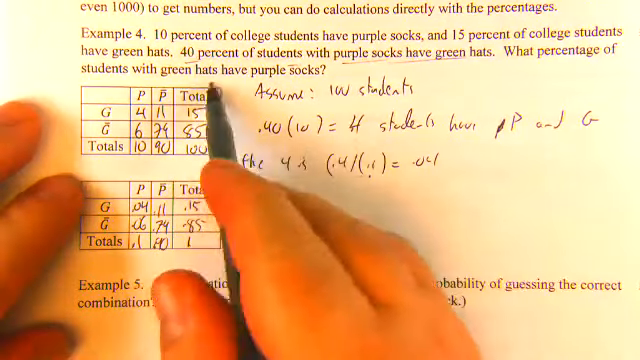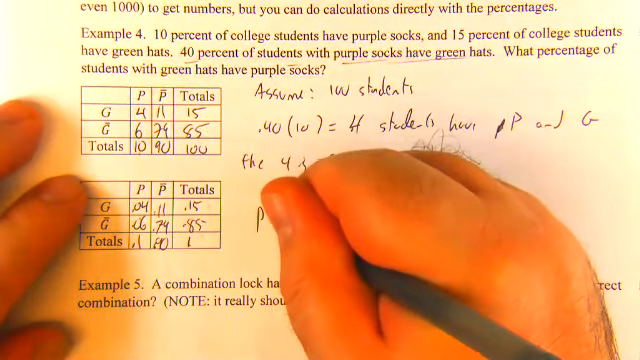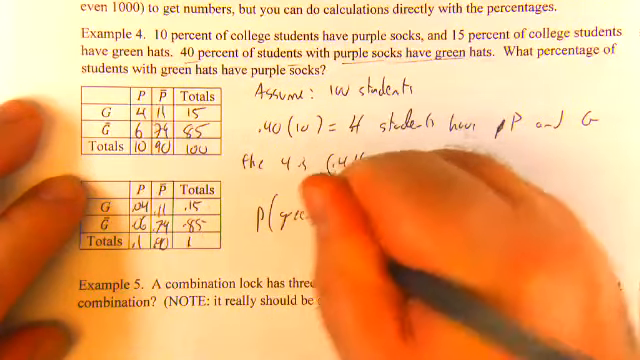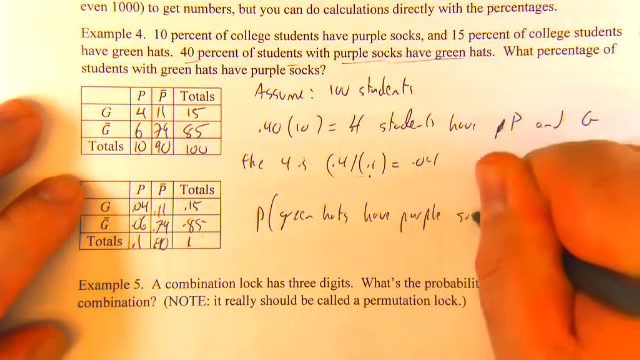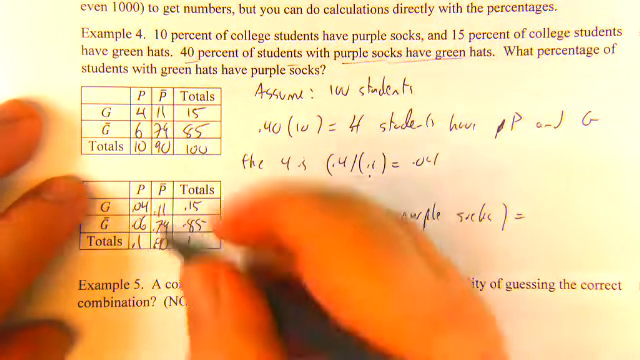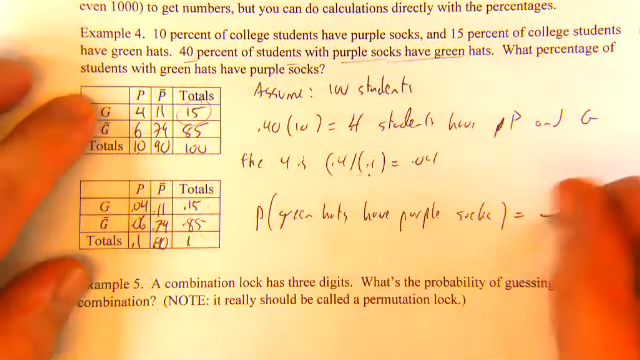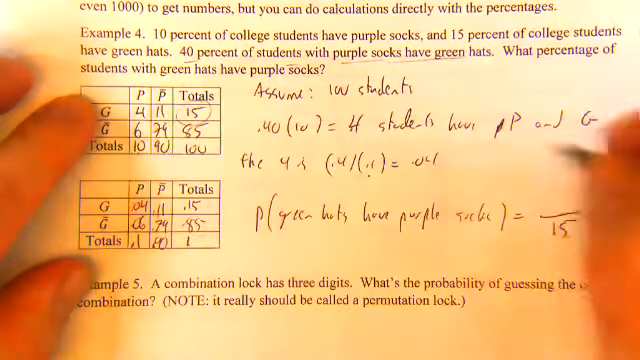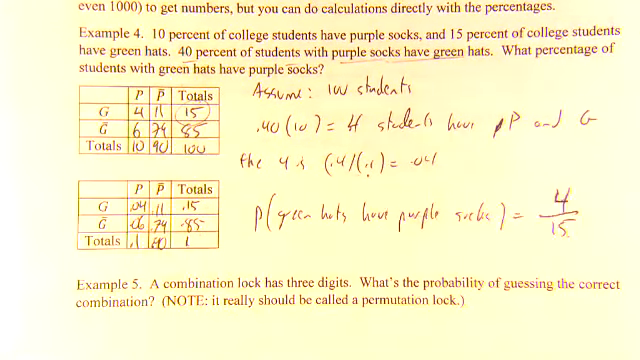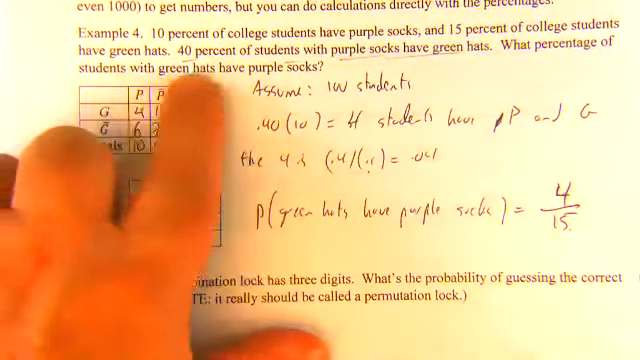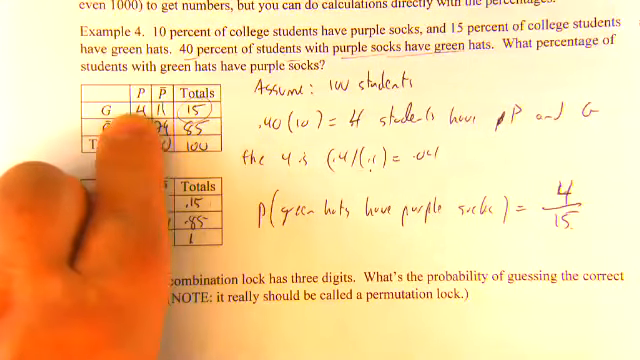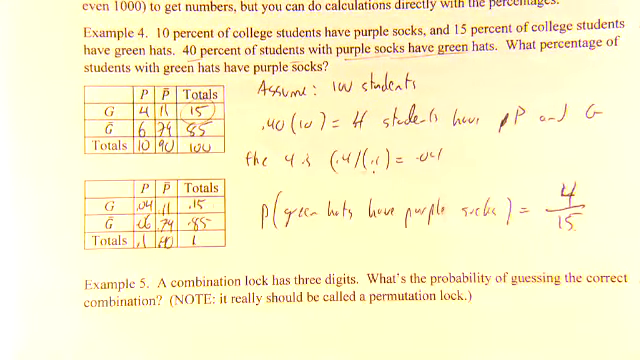So, the percentage of green hats with purple socks. How many people have green hats? 15. So out of those 15, how many have purple socks? 4. So 4 out of 15. But notice that when we're doing this, we're not looking at all 100 students. We're just looking at the people with green hats. There's 15 of those. How many of those have purple socks? So it's 4 to 15. Okay.